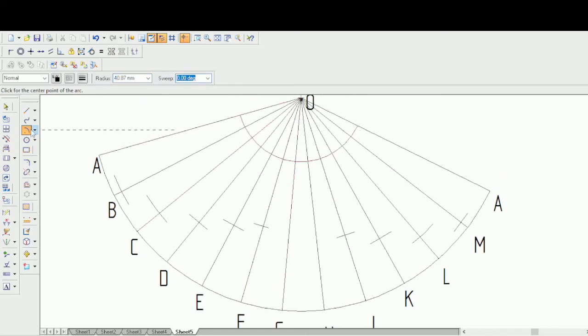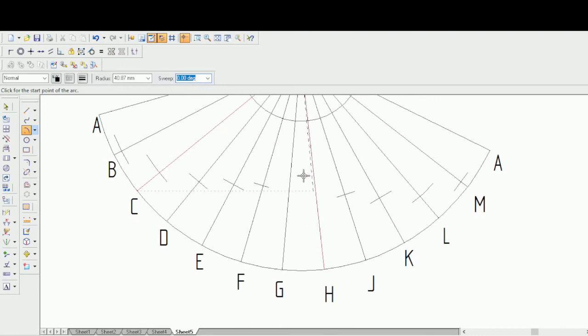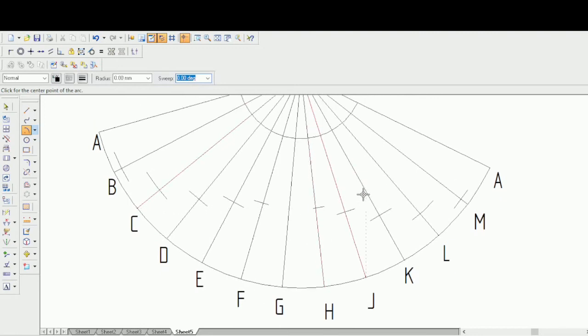Okay. Let's click the center. See that this you're clicking as the center. Now 40.87 at H as well. So this is the H option. Okay. So now we have made all those points. So now see that this is A, B, C, D, E, F. So G will be this end. G, H, J, K, L, M, and back to A.